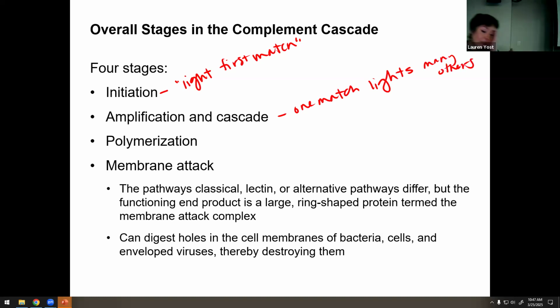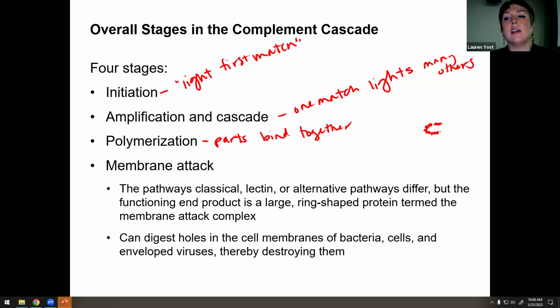All right, then we have the polymerization step. Essentially, all of these parts, these bombs that got set off, some of those parts will come together and bind with one another. These are the bomb parts. These are our complement proteins that got activated by seeing lectin bound to a sugar, by seeing an antibody somewhere or something like that. And they're going to polymerize.